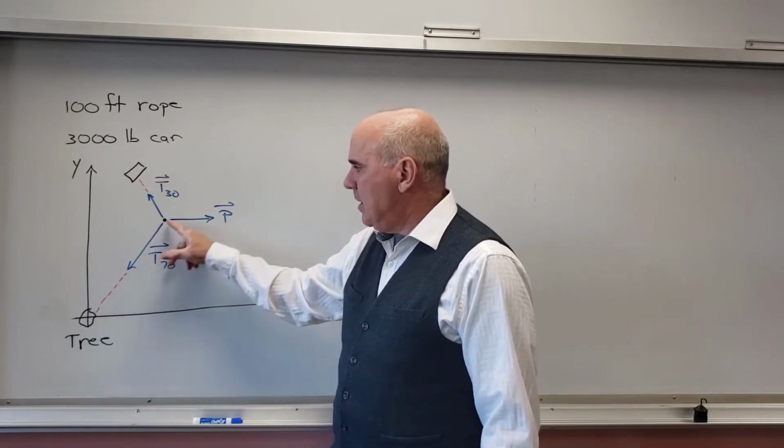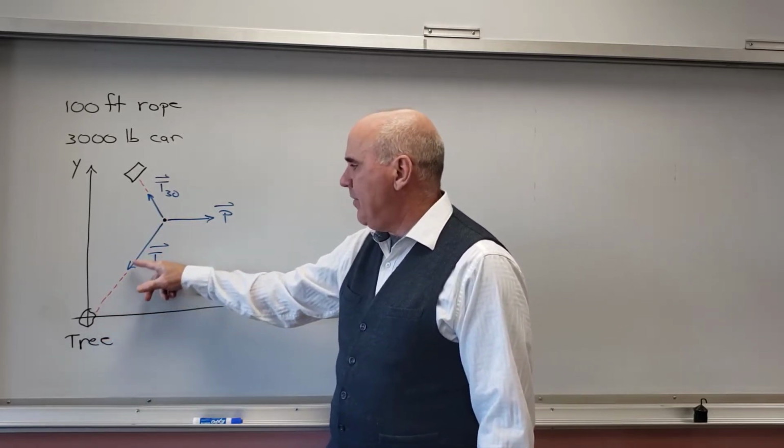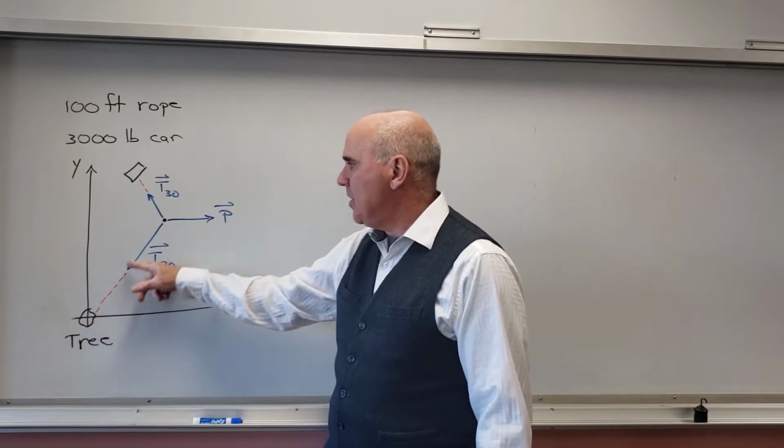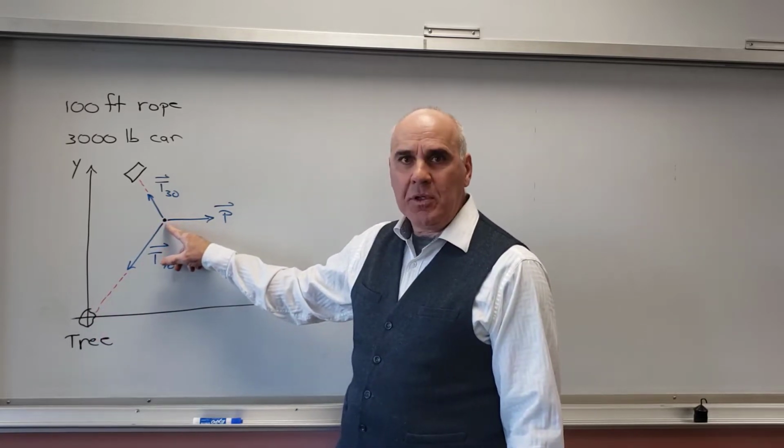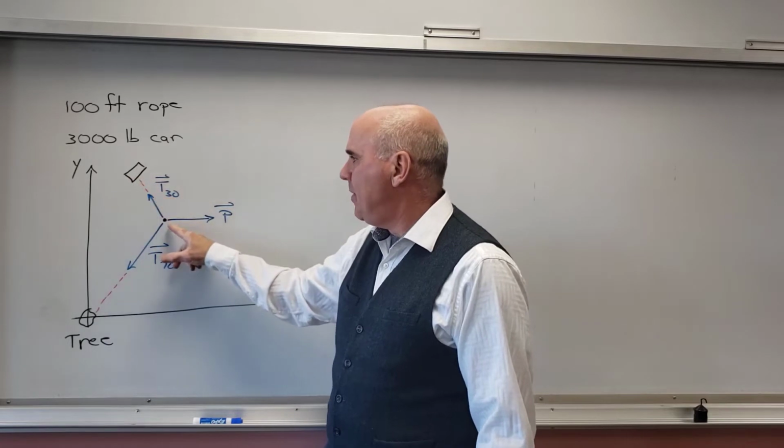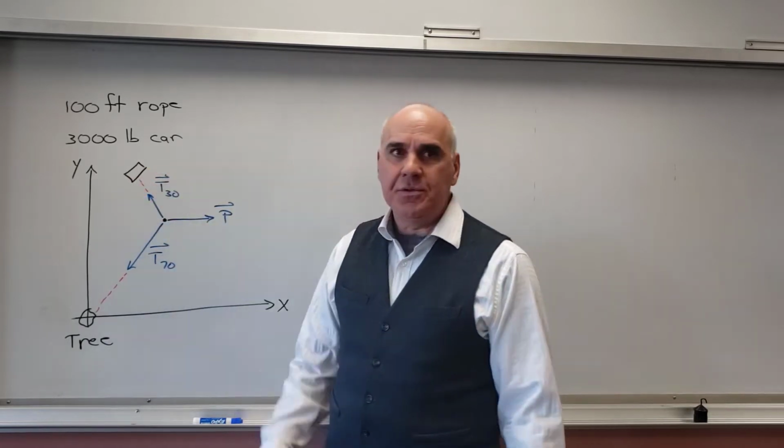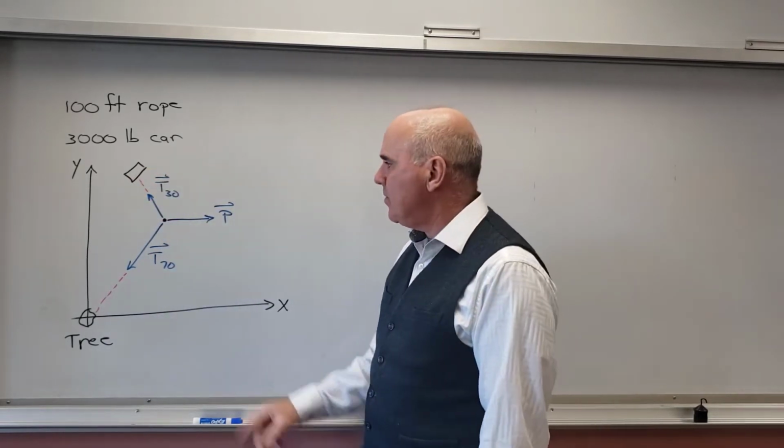There's a tension on the 70-foot length, okay, so 70 feet of rope goes from here, the origin at the tree, to where I'm pulling, and then there's 30 feet of rope going from where I'm pulling to the vehicle, the car that's stuck in the snow.